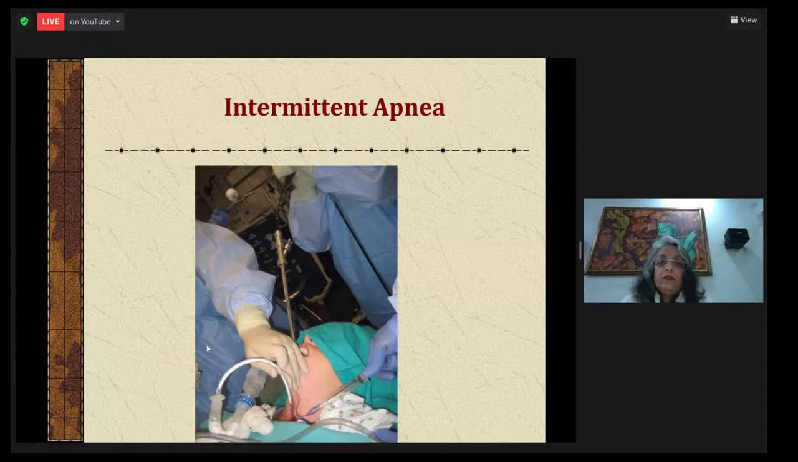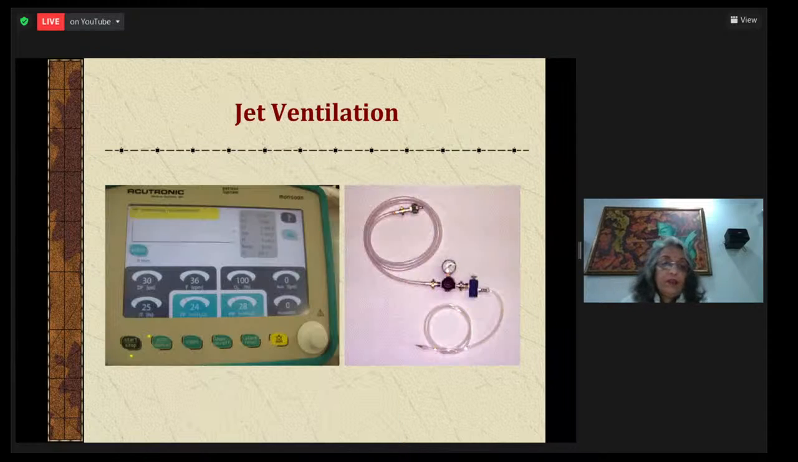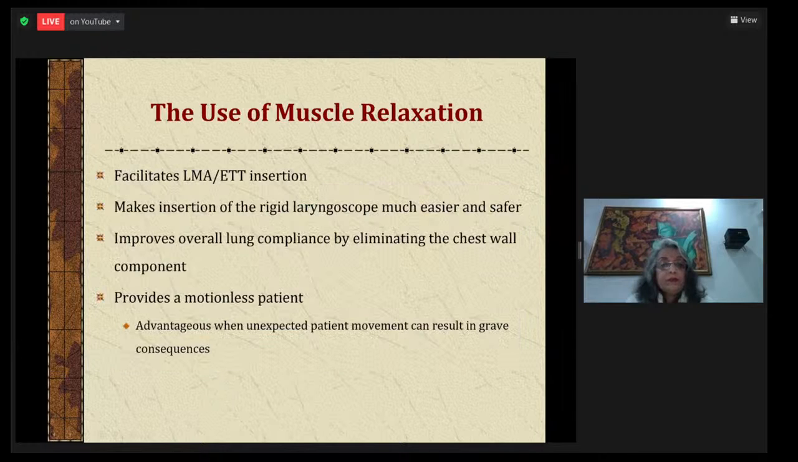Use of muscle relaxant is really not preferred and has very specific indications. Although it would facilitate the insertion of an LMA or endotracheal tube, it is absolutely necessary when we are doing a procedure under rigid bronchoscope. It improves the overall lung compliance by eliminating the chest wall component, and it provides a motionless patient, which is advantageous when unexpected movement of patients can result in grave consequences.